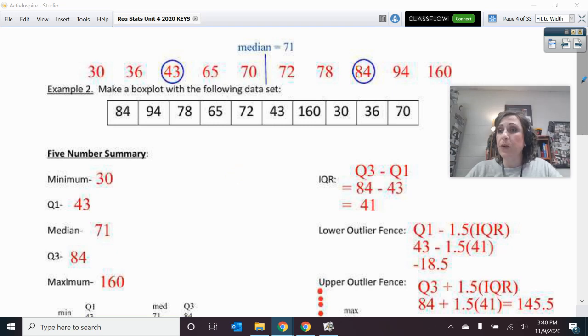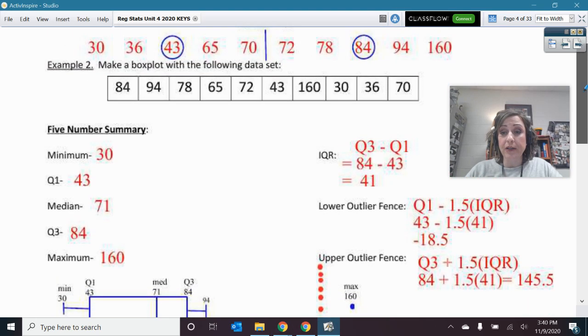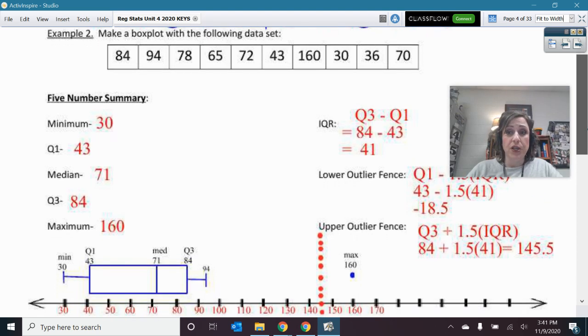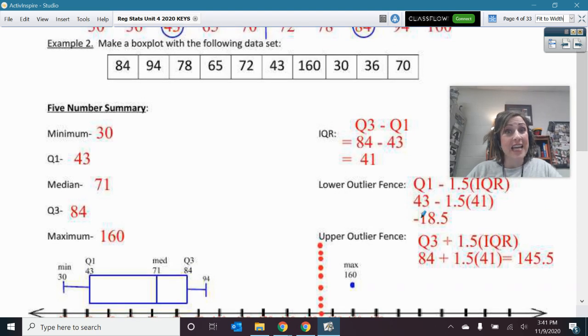All right, now we find our IQR, Q3 minus Q1, so 84 minus 43, and then our fences. Q1 minus 1.5 IQRs is negative 18.5. Q3 plus 1.5 IQRs was 145.5. So that 160 ends up being an outlier.